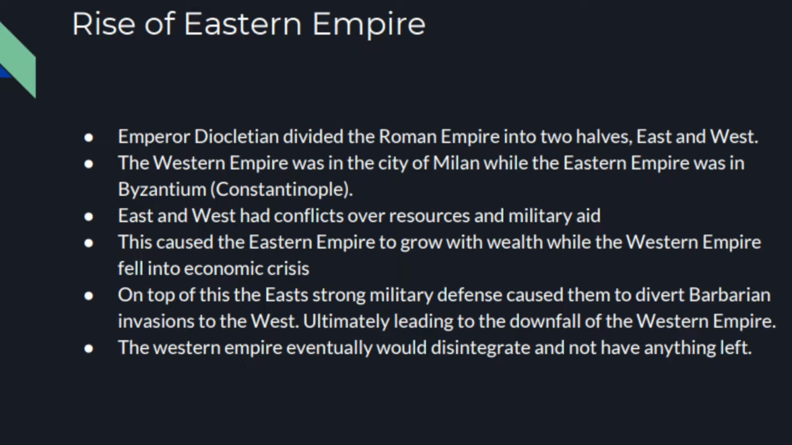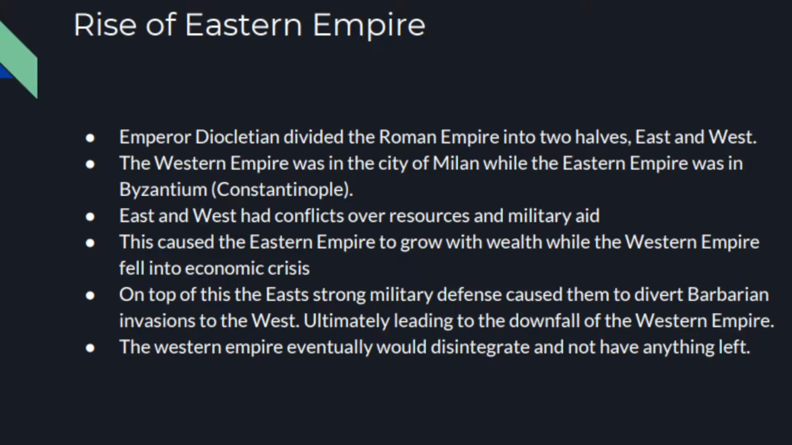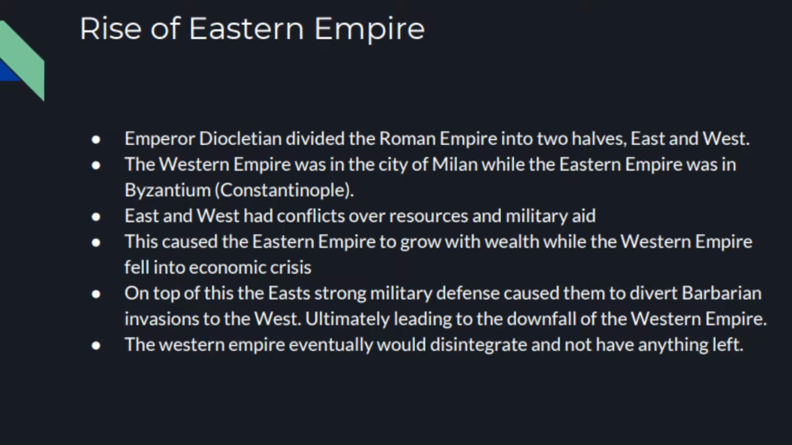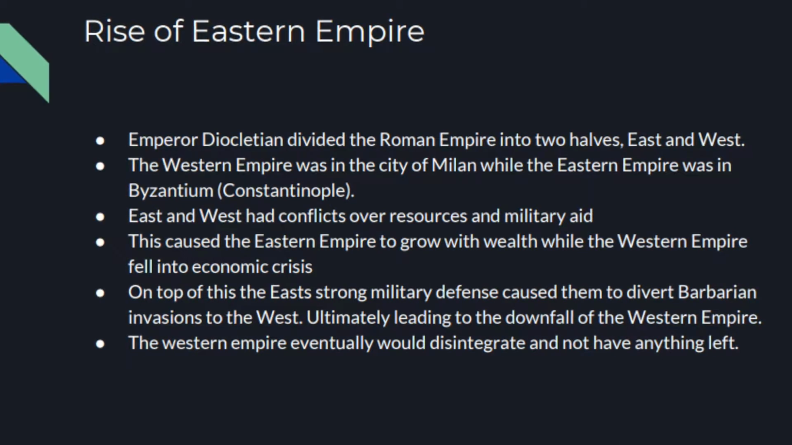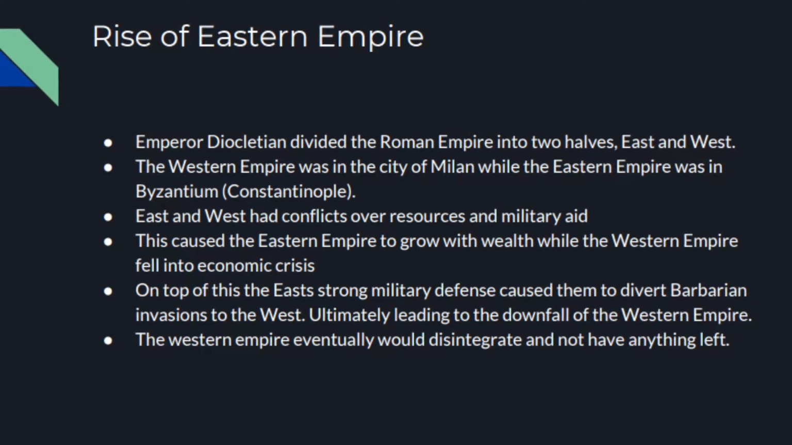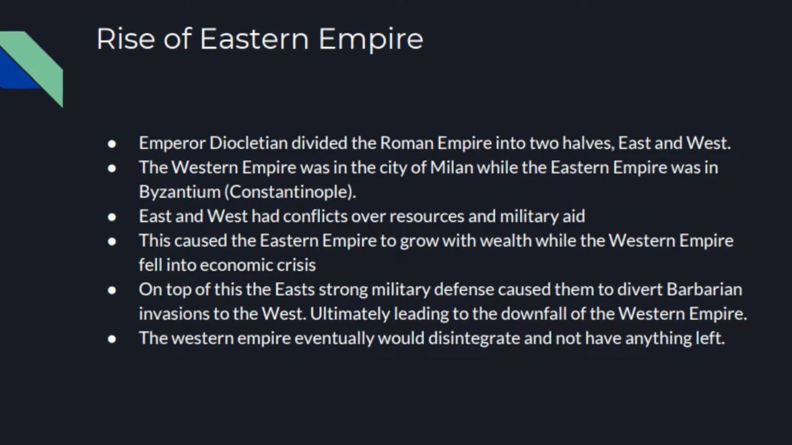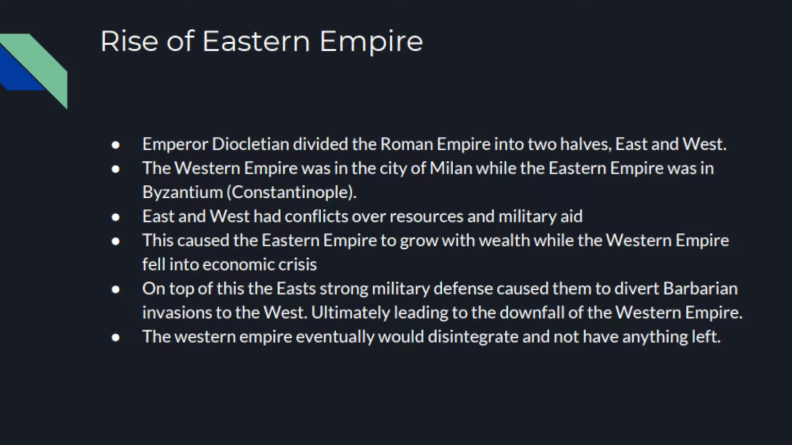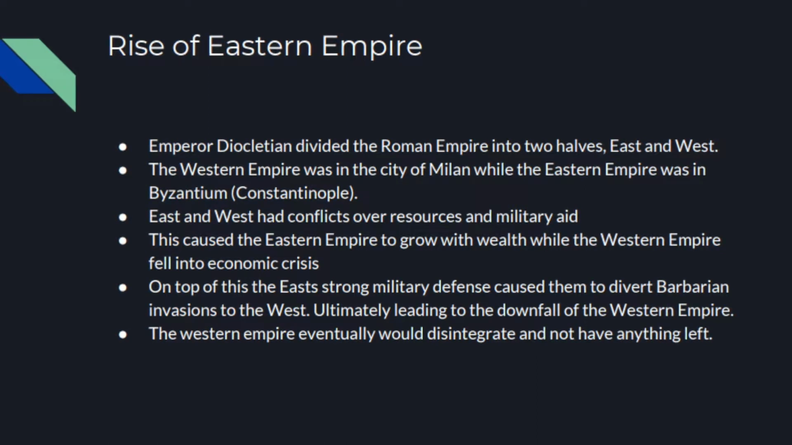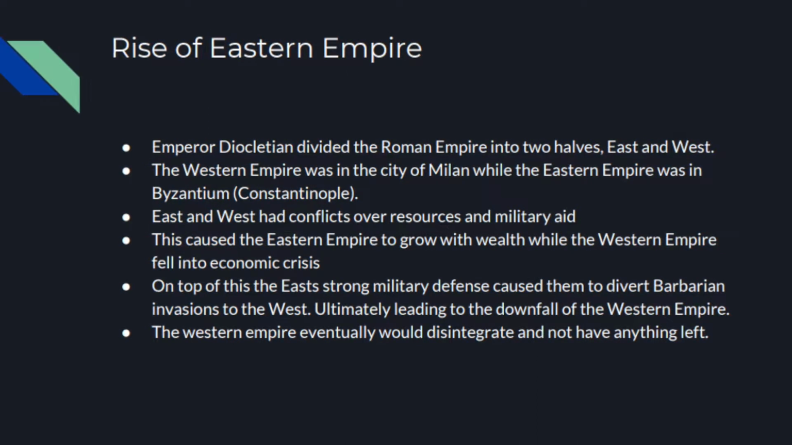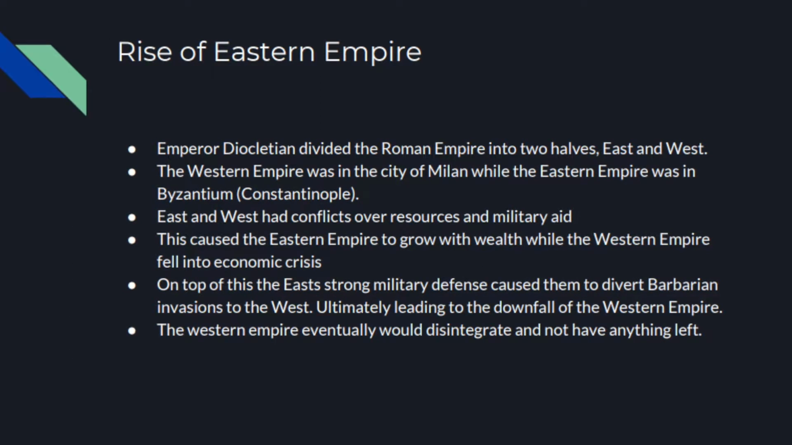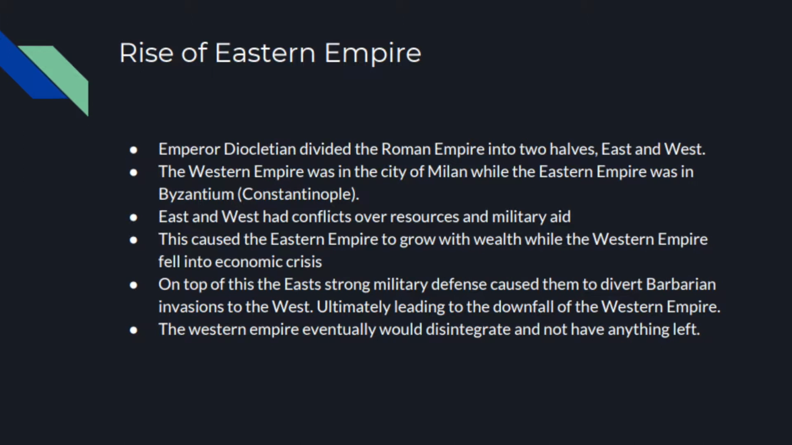Another reason for the decline of Rome was the rise of the Eastern Empire. In 2084, Emperor Diocletian ordered the Roman Empire to split into two halves. He kept the eastern side for himself and gave the western side to his colleague Maximian. The Western Empire was in the city of Milan, while the Eastern Empire was in Constantinople. The East and West Empire had many conflicts, fighting over resources and military aid. The eastern side was stronger and became more powerful. Their strong military defense led barbarian invasions to the west, furthering the economic crisis for the western side.